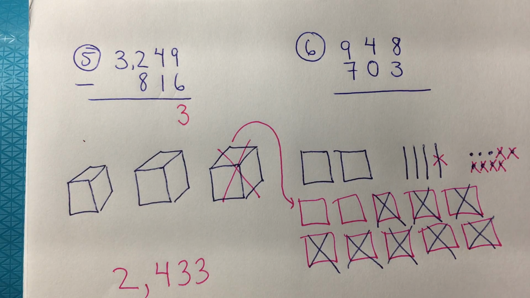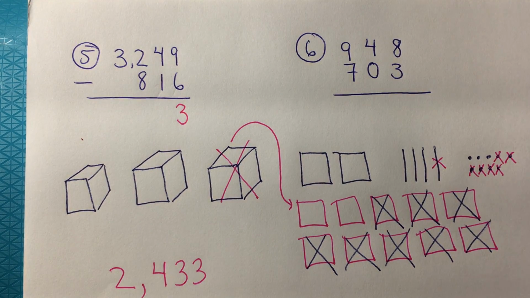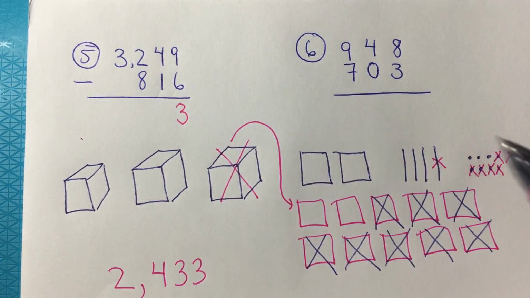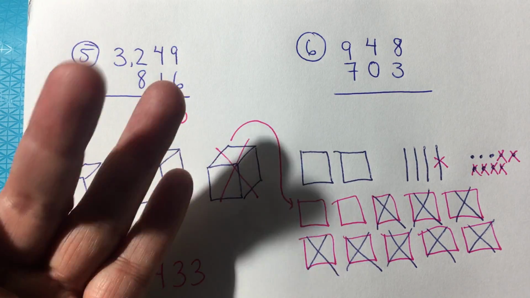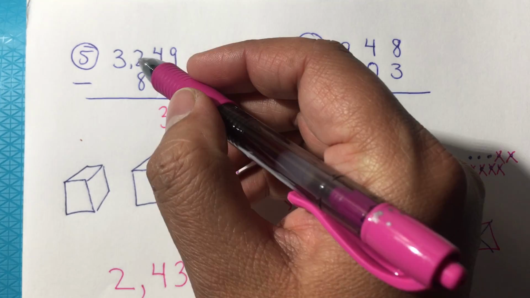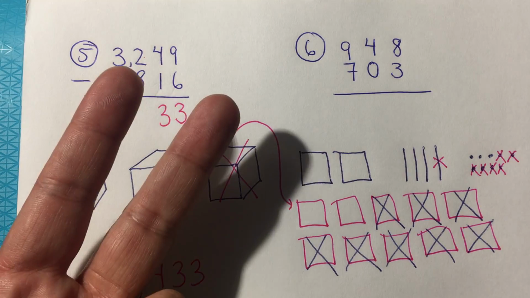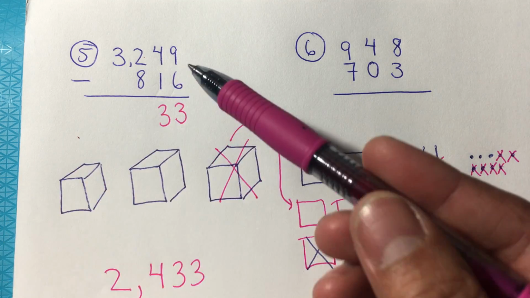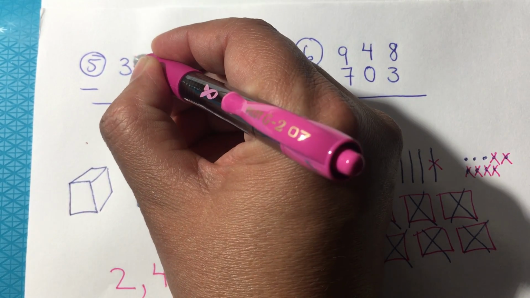Hopefully, eventually, you don't need your hands with the practice. 4. Take away 1. 4. Take away 1. You have 3. 2. Take away 2. Take away 8. You don't have enough. That's when you regroup, and then we say that you have 12.